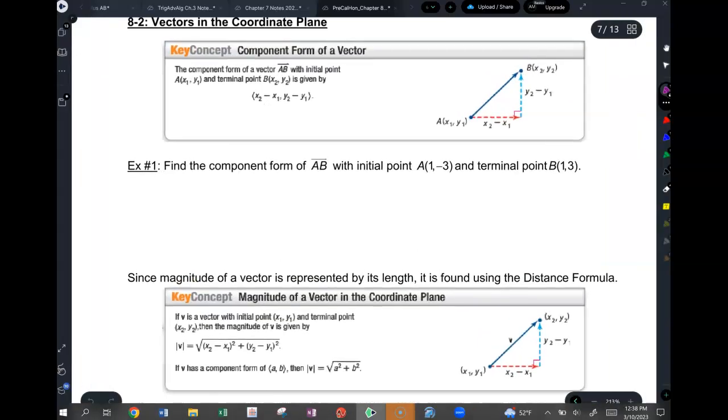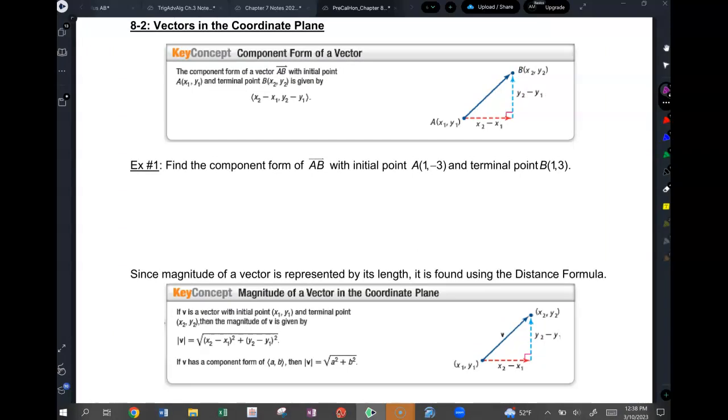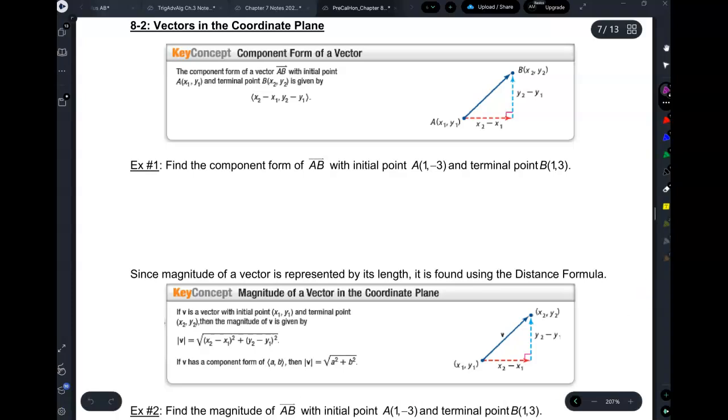So yesterday we started talking about vector components, okay? Take a look here. If I have a vector AB, and A is the initial point, B is the terminal point. Suppose I were to put them on a coordinate plane. Suppose A was at 2, 7, and B was at 5, 11. Okay?